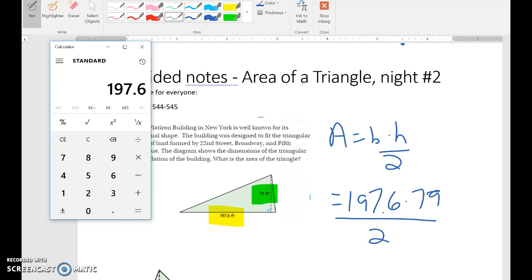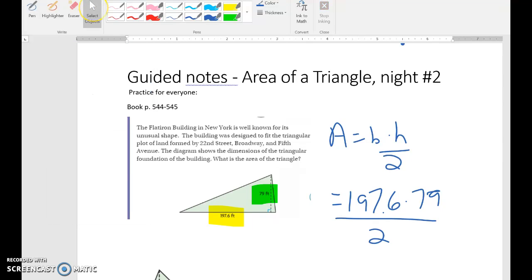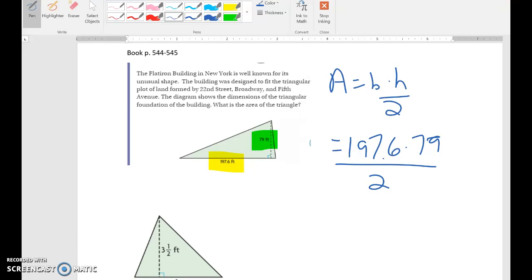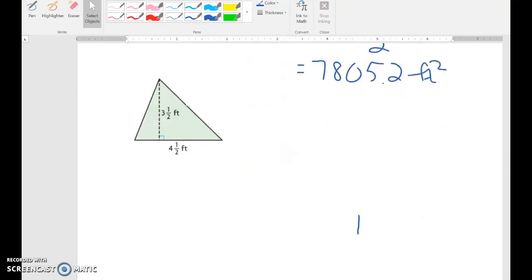Instead, we can just do 197.6. That's about 200 times 79. That's about 80. 200 times 80 is going to be 16,000. Okay? Right, which that's a little less than 16,000. But that would be for the parallelogram. So we divide by 2 to get the area of the triangle. And we've got 7805.2 square feet. Okay, so that's a decent size for a footprint of a building. And if you think about the size of your house, it's probably not 7805 square feet unless you have a really big house.